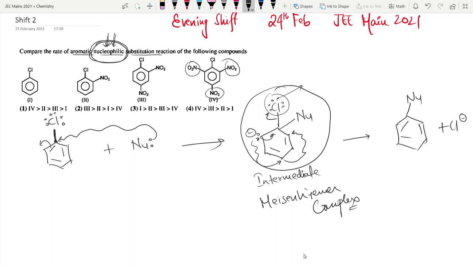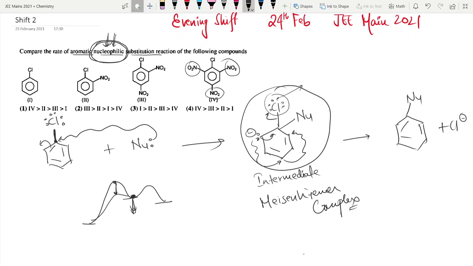The stability of this intermediate will decide the rate of reaction. As in the case of other reactions, you can draw an energy profile, and if the intermediate goes down in energy, the transition state also goes down, because it has some character of the intermediate. So if this goes down in energy, this goes down in energy, and you see a faster reaction.